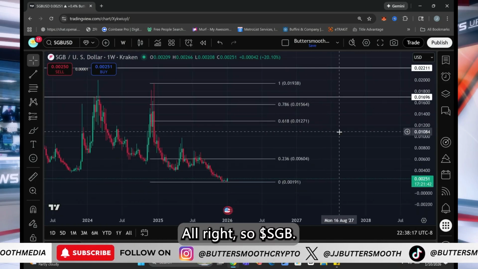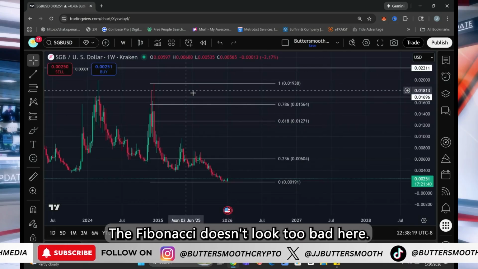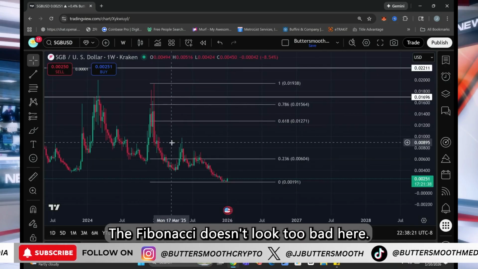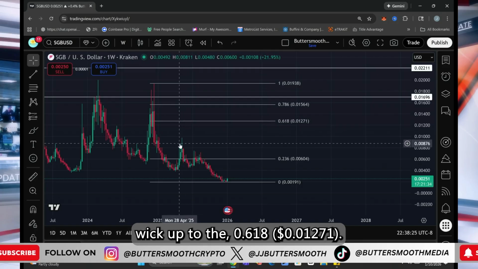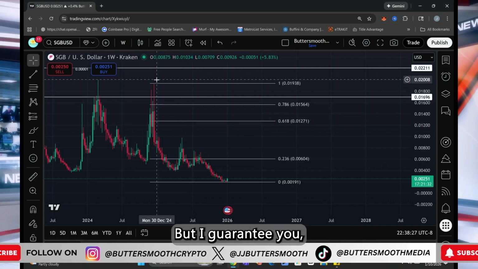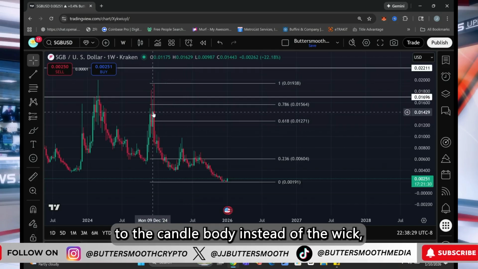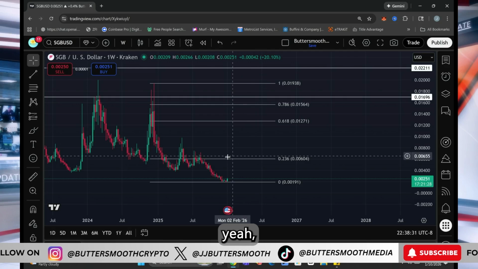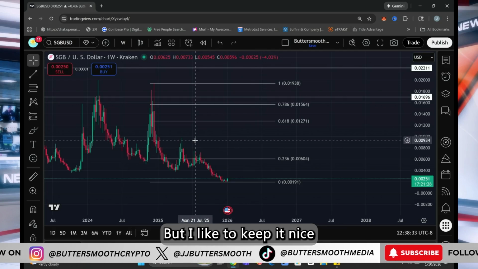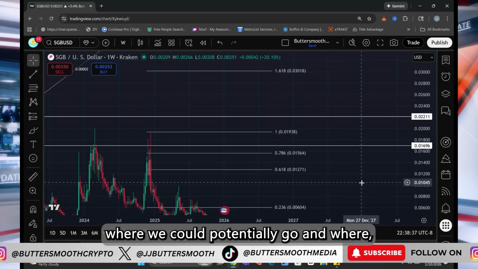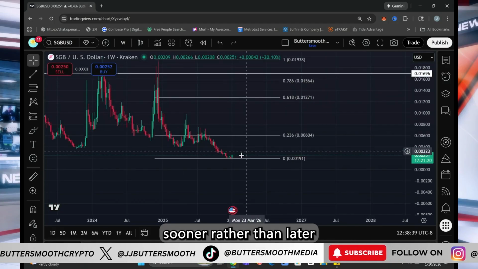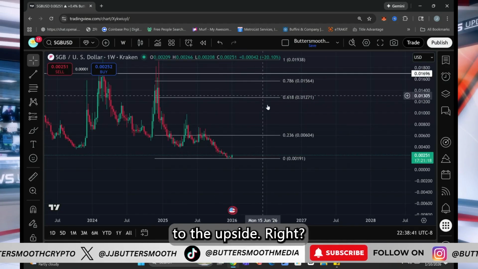All right, so SGB, the Fibonacci doesn't look too bad here. I don't like, though, how we didn't make that wick up to the 618, but I guarantee you if I move that zero movement to the candle body instead of the wick, it would line up a little bit better. But I like to keep it nice and stretched out to show where we could potentially go, and where, sooner rather than later, we are going to start moving to the upside, right?